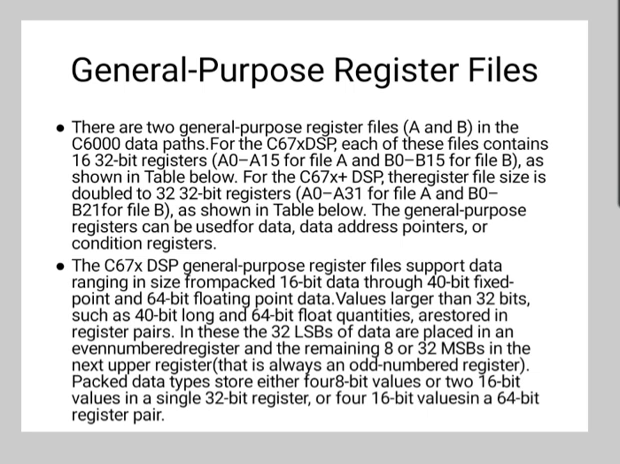For the C6X DSP, the register file size is doubled to 32 32-bit registers. The general purpose registers can be used for the data address pointer or the condition registers. The C67X DSP general purpose register files support data ranging in size from packed 16-bit data through 40-bit fixed point and 64-bit floating point data. The values larger than 32 bits, such as 40-bit long and 64-bit float quantities, are stored in a register pair.